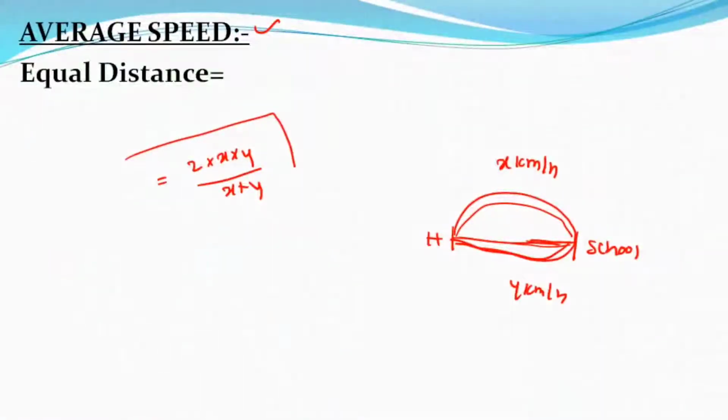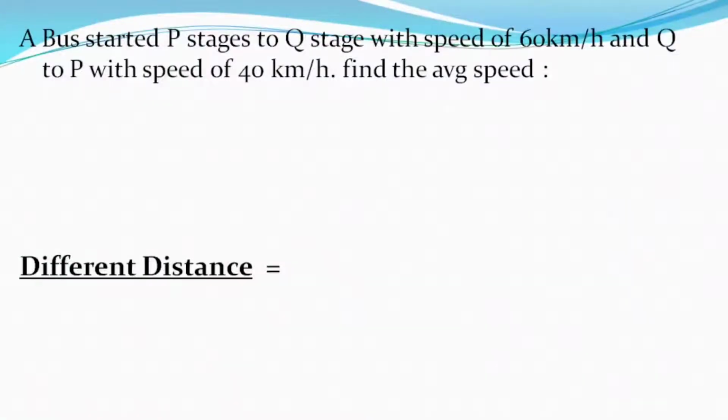Equal distance: 2 into product by sum, 2 into x into y by x plus y. For example, a question like this: a bus started from P stage to Q stage with a speed of 60 km per hour and Q to P with a speed of 40 km per hour. Find the average speed.